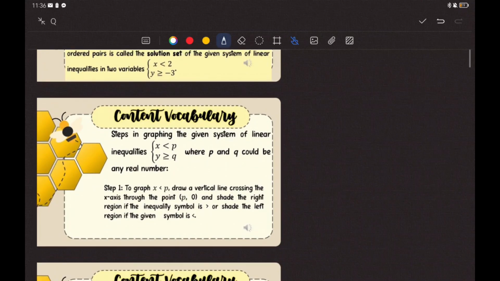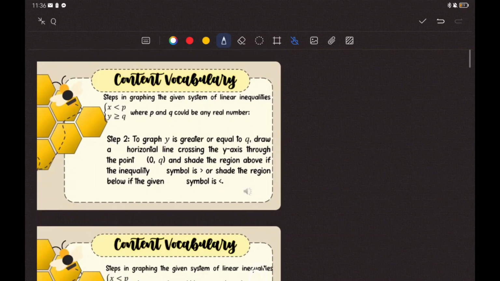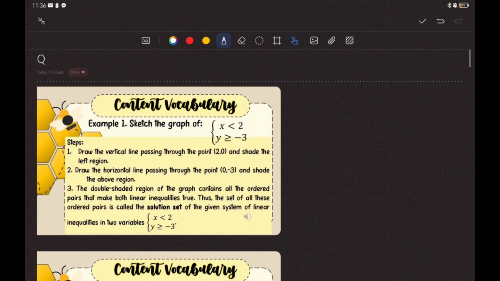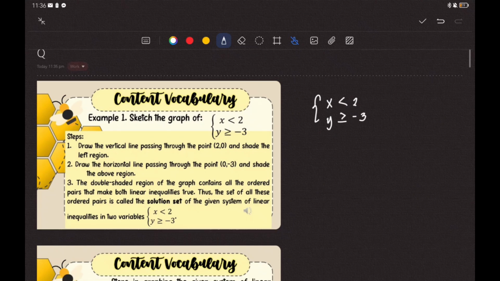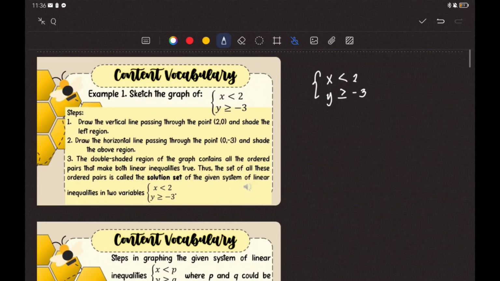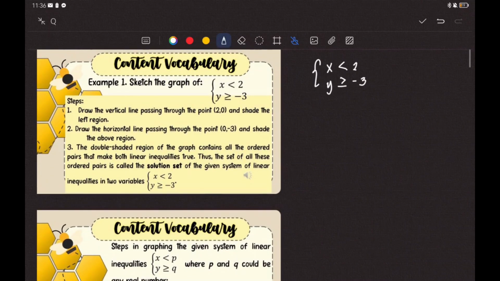Now, these are the steps. This has already been discussed, but for further understanding, let us first do this example number 1. So we have here the system of x is less than 2 and y is greater than or equal to negative 3. For this one, we are going to graph the first inequality.